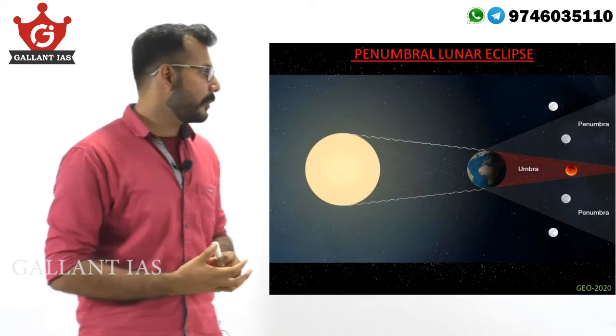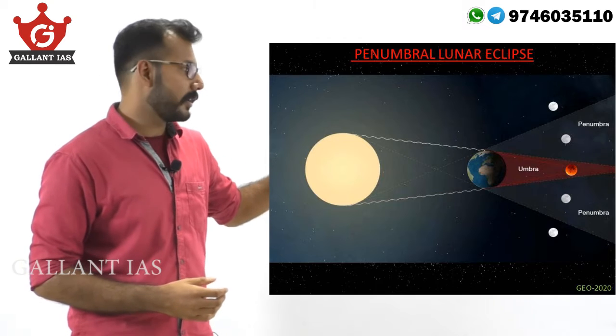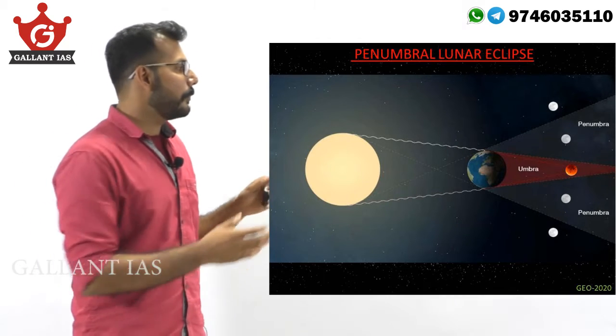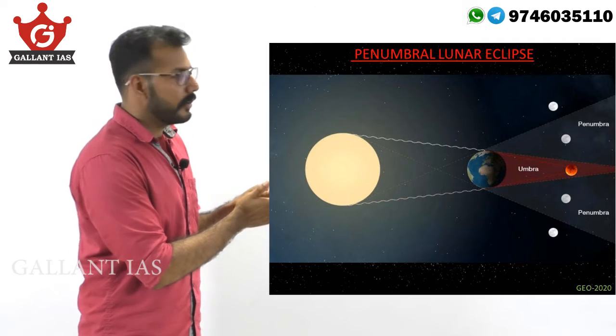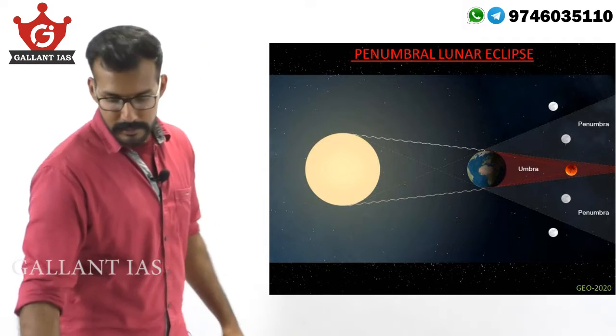The moon moves into penumbral shadow region, and if it moves into the umbral shadow region, we have a total lunar eclipse. And when a part of the umbral region falls on the moon, we have a partial lunar eclipse.